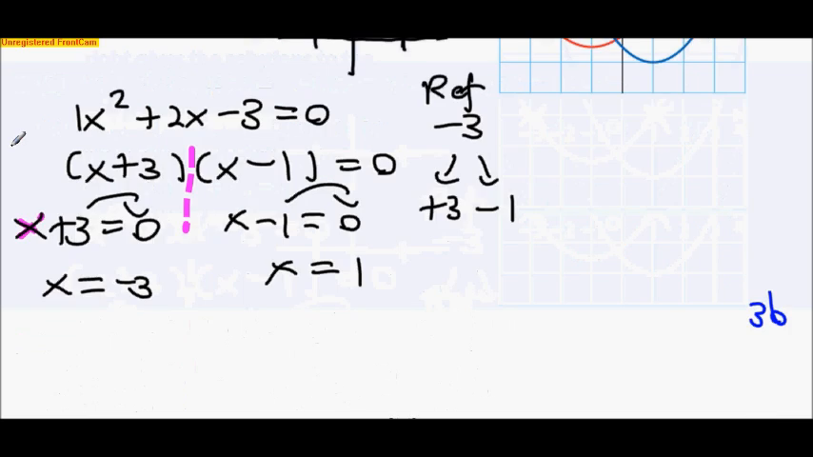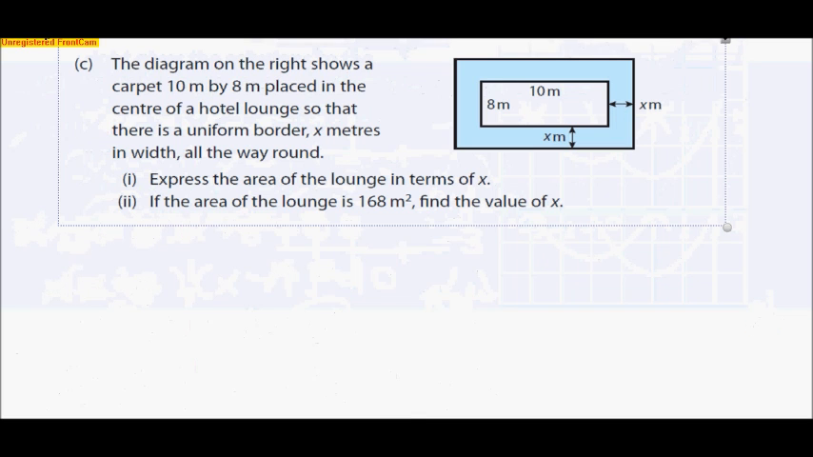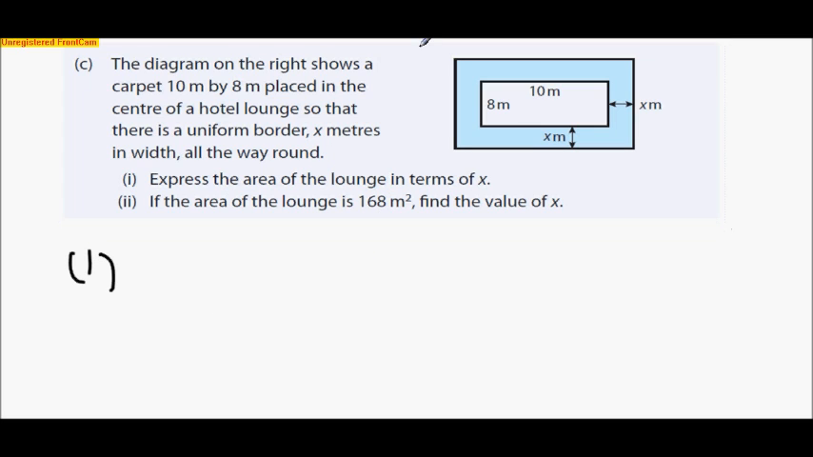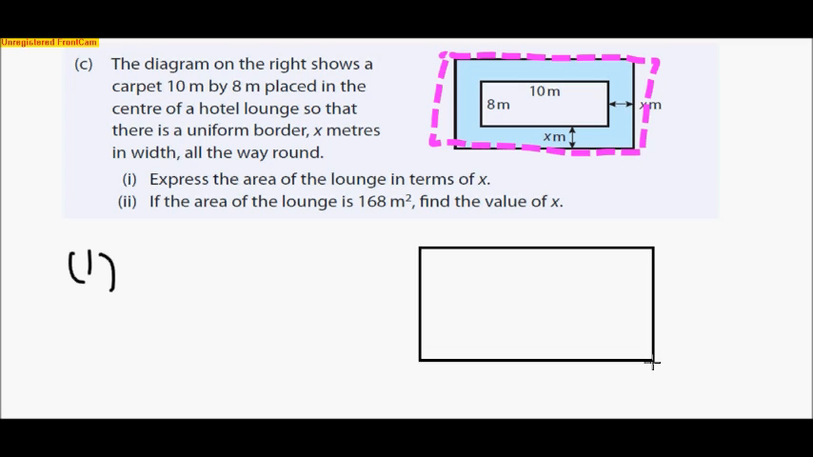Now, next question after that. The diagram on the block shows a carpet of 10 by 8 placed in the center of a hotel lounge so that there's a uniform border of x meters in width all the way around. Express the area of the lounge in terms of x. Now the area of the lounge is the area of the full thing.